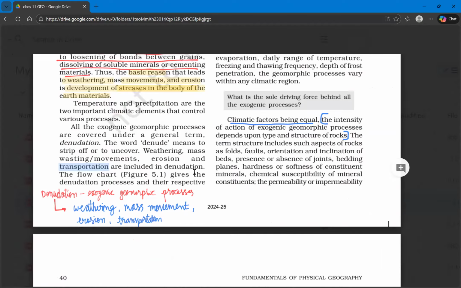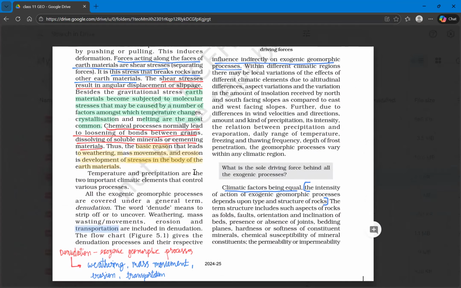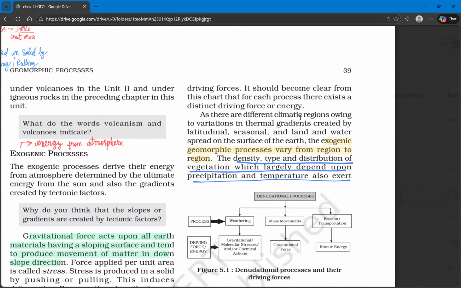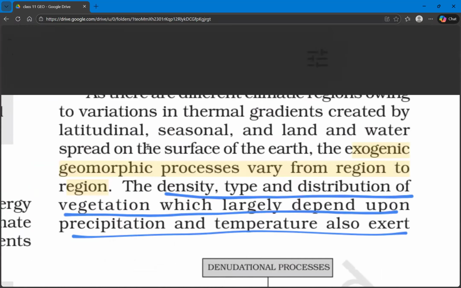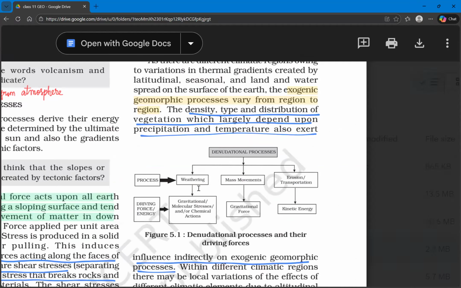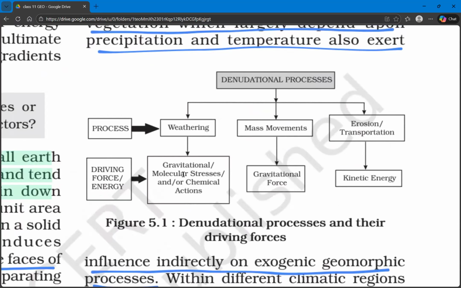The flow chart gives the denudation processes and their respective driving forces. So if you see here, these are all the denudational processes. First one is weathering. But what is the driving force for the occurrence of weathering? That is gravitational or molecular stress or chemical actions. So these are the factors that are responsible for the process of weathering. Whereas in mass movement, what is the driving force? That is gravitational energy. Gravitational force is important for occurrence of mass movement. Whereas for weathering, either molecular stresses or chemical actions.